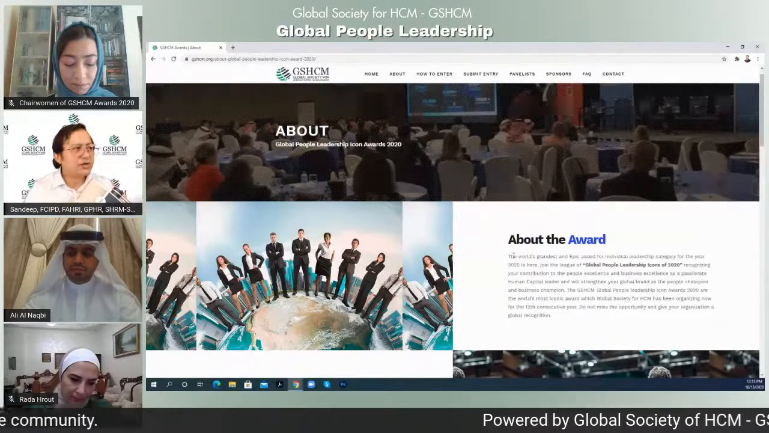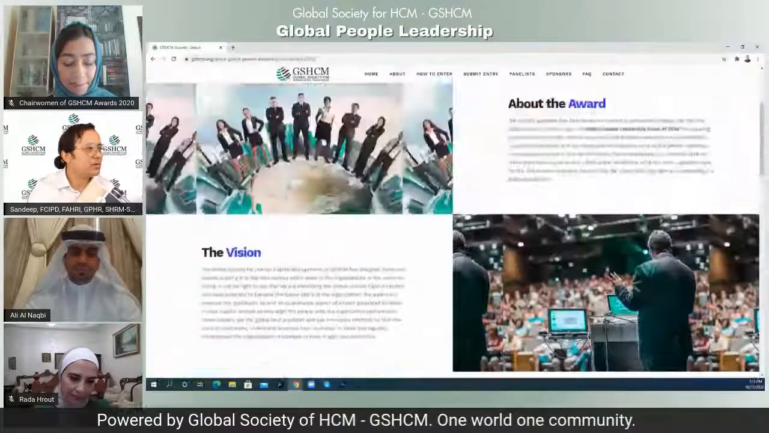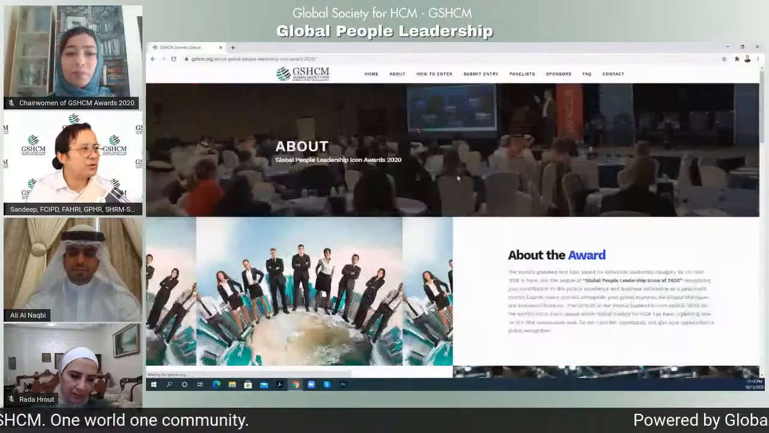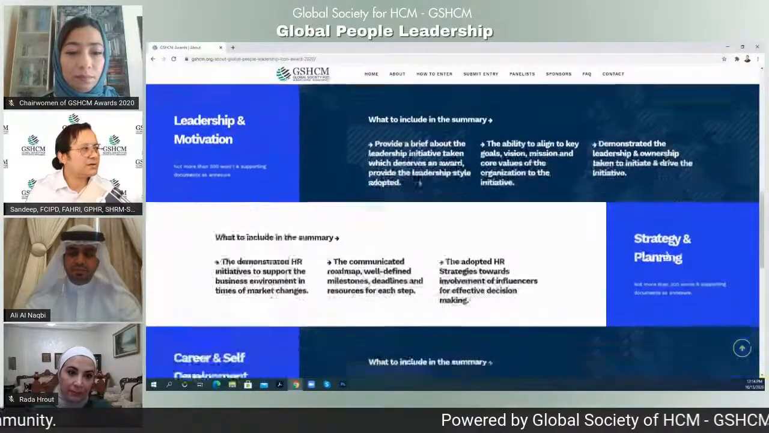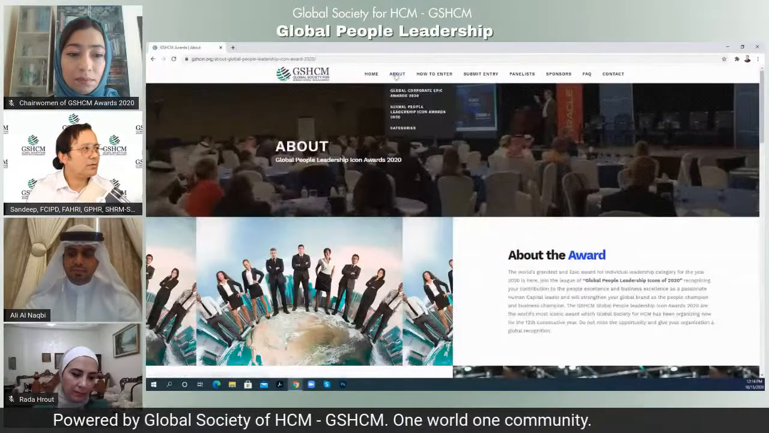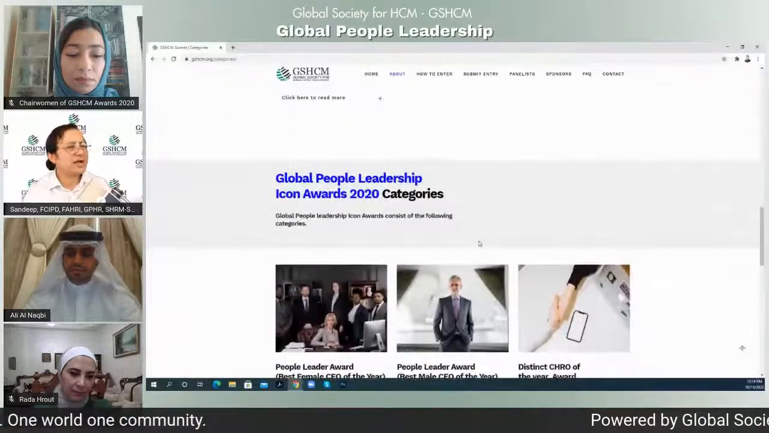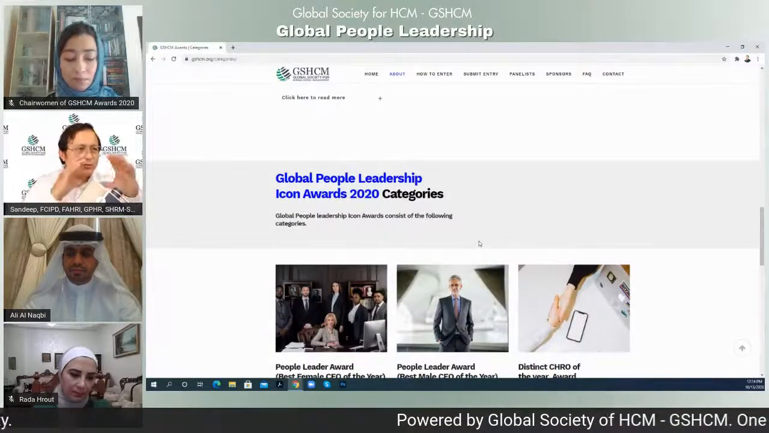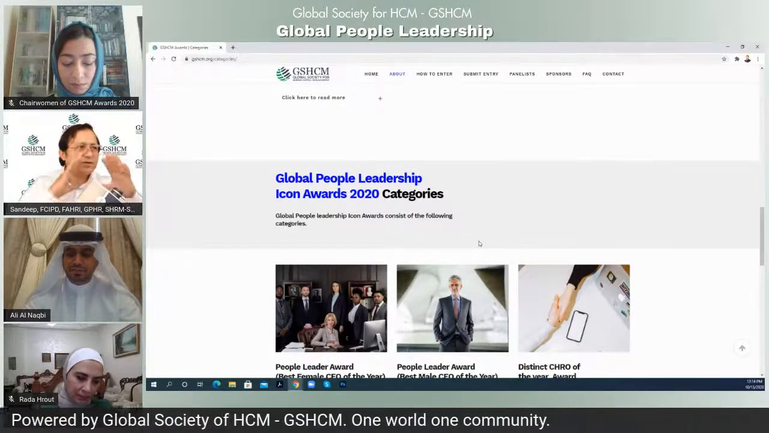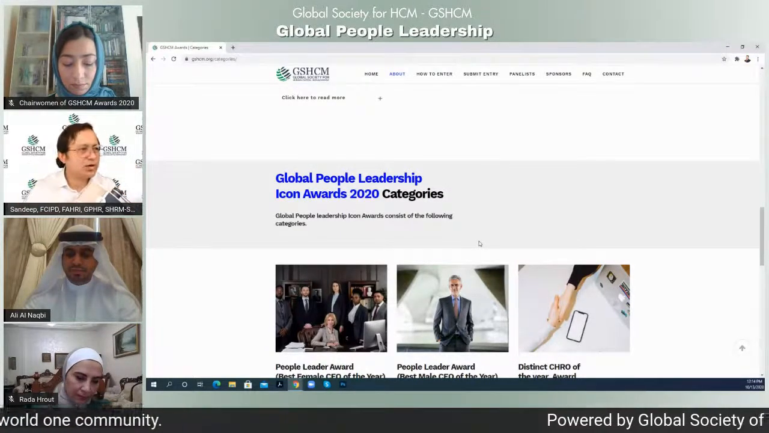Bear in mind, each of these categories, so I'll take you through the categories of the award. Each of the categories, when you apply for this award, you will be taken through some of the content, a total of 5 content, and for each of the content you have word limitations. So I'll take you through the word limitation part of it.